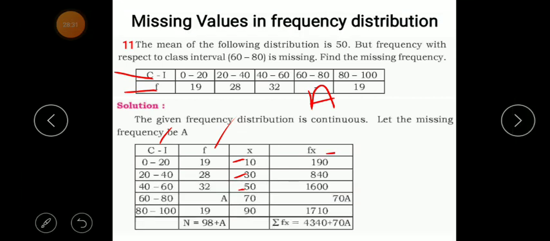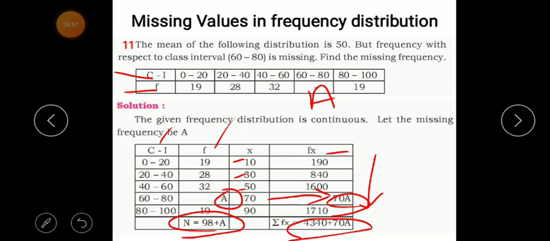Now fx I have to find out, so f into x, these values I'll get. In this case a into 70 is 70a. Then capital N, the summation f, add up all of this, keeping a aside. Apart from a, the addition becomes 98 plus a. In this case keep 70a aside, add up all the numbers, you will get 4340, that is 4340 plus 70a.